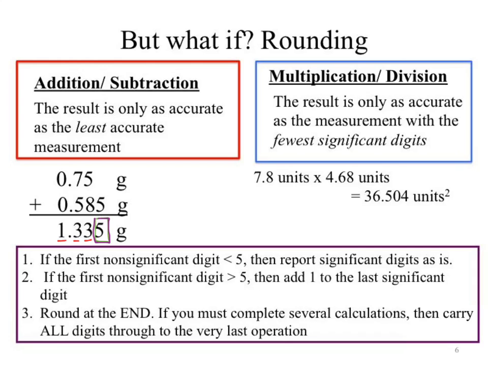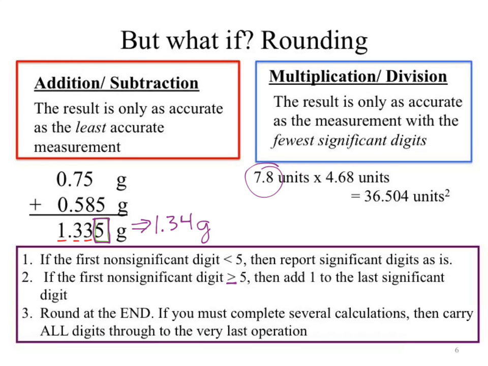That box didn't show up, so let me try that again. If the first non-significant digit is actually greater than or equal to 5, then we will add 1 to the last significant digit. So in the case of our addition, the answer that we report becomes 1.34. And because I made a big deal about it before, what's wrong with that number? Doesn't have the units carrying after it. 1.34 grams.